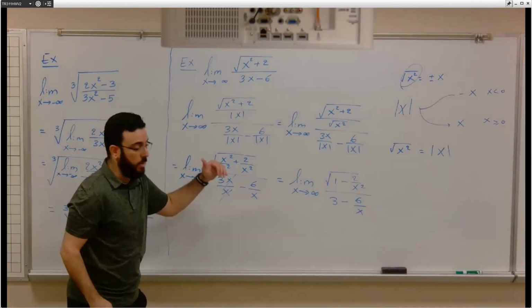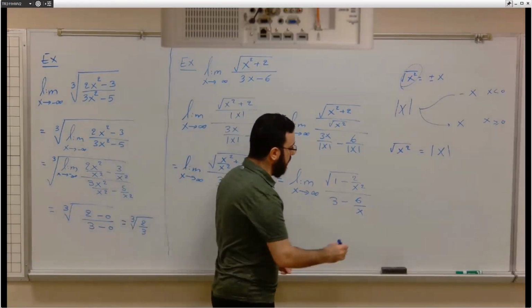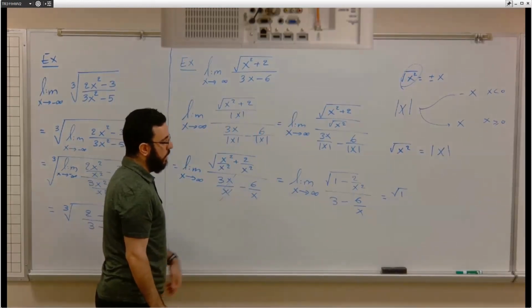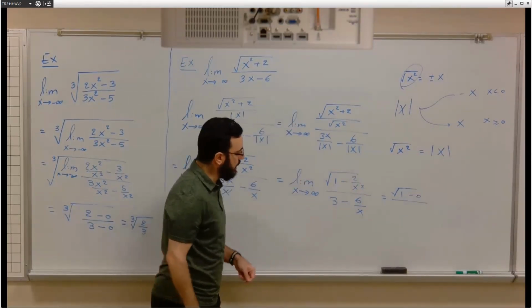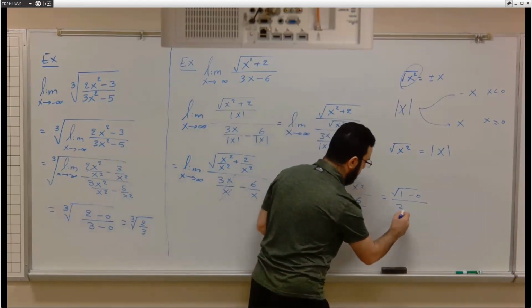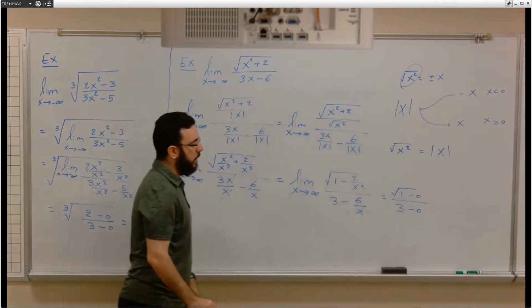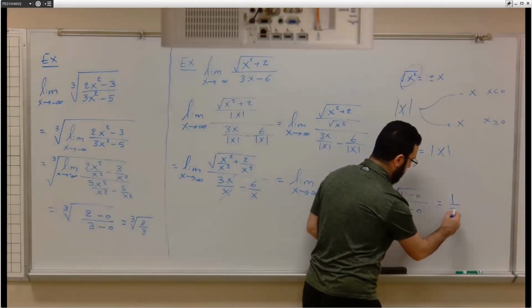From the previous example, the limit for a constant is a constant. So this one is still the square root of 1 minus 0, over. The limit for a constant is the constant. The limit for 6 over x is going to be 0. So the square root of 1 minus 0 is 1. The square root of 1 is going to be 1. That means it is going to be 1.